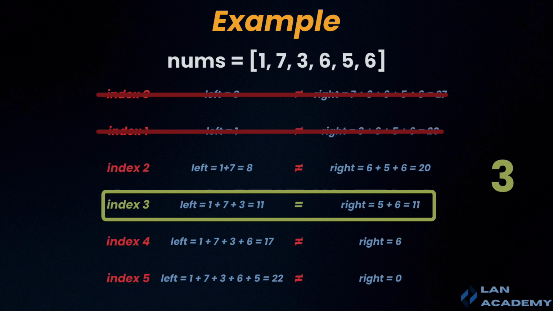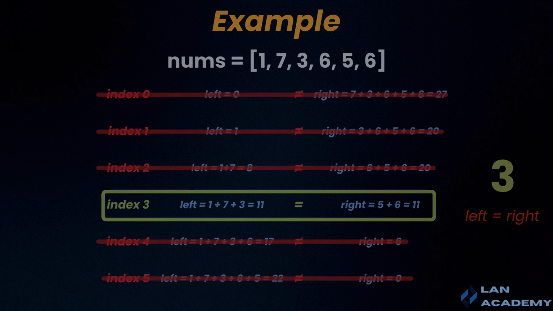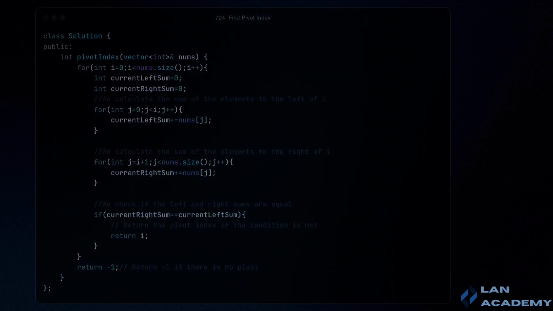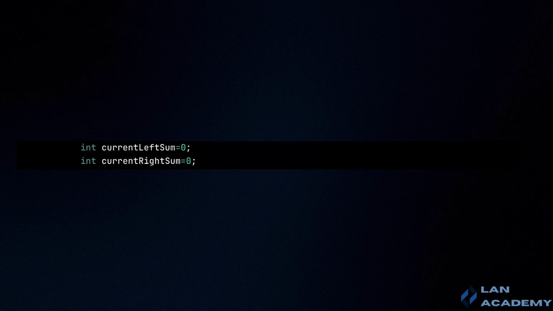If I were to continue checking the remaining indices, none would satisfy the condition where the left sum equals the right sum. Now, back to the code. The first step in my code is to loop through each element in the array using a for loop, keeping track of my current position with the index variable I. For each position, I calculate the sum of elements to the left and the sum of elements to the right. I start by initializing two variables, current left sum and current right sum, to 0 at the beginning of each iteration. These variables will store the sums of the left and right sides respectively.